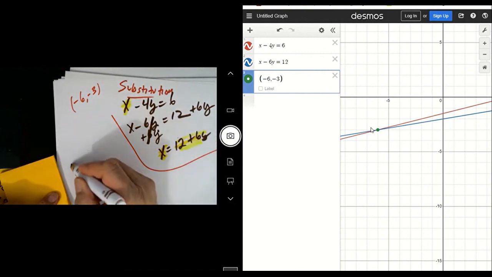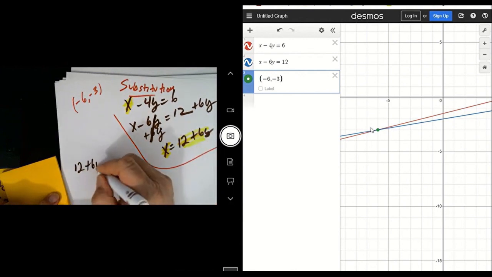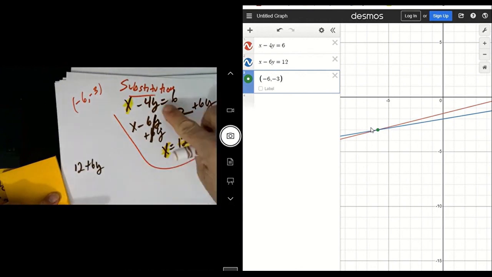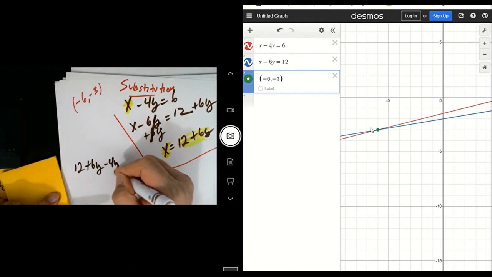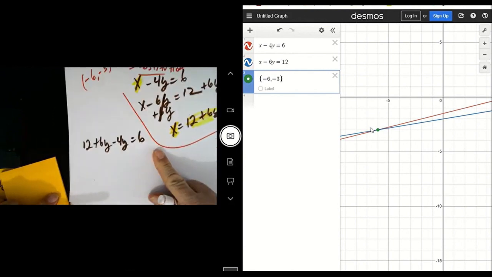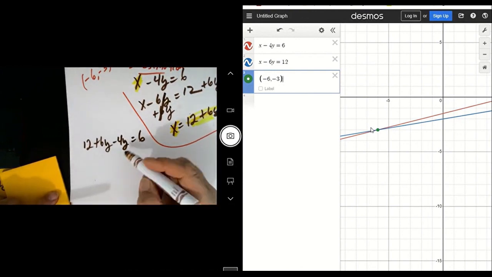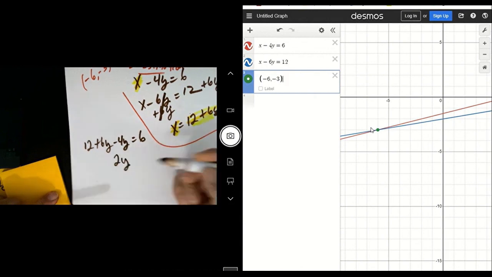So I get 12 plus 6y minus 4y equals 6. Again, here's the x. I took what x was equal to right here, just plugged it in and wrote it. Now we solve for y. Combine like terms. Positive 6y and negative 4y is positive 2y.